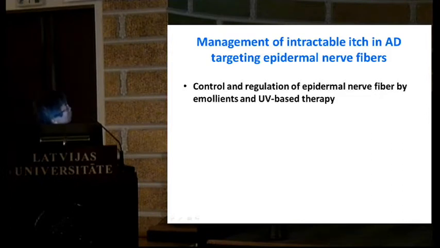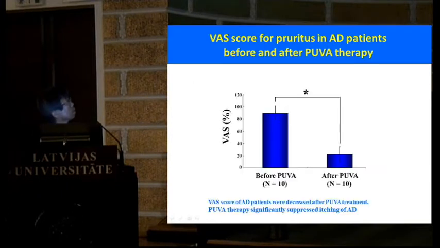From now, I would like to talk about management of intractable itch in atopic dermatitis, targeting epidermal nerve fibers. The effect of emollient and UV-based therapy on epidermal nerve fibers was investigated. As you can see, the PUVA therapy suppressed the itch of atopic dermatitis.